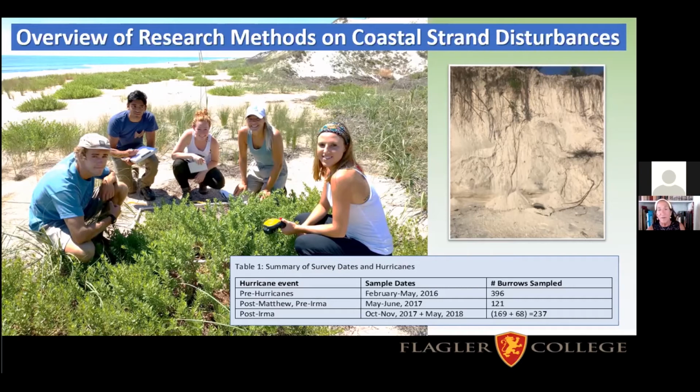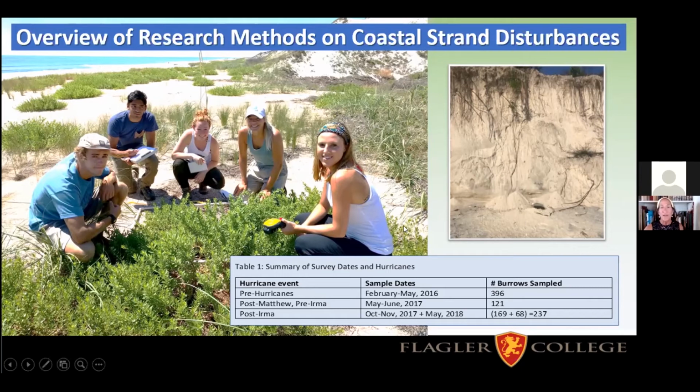What I want to point out is that before the hurricanes, we sampled 396 different burrows of different activity classifications. We measured their size, we documented their activity. And we also, if you see in the photograph, that yellow thing that Sabrina is holding is a GPS unit where we were able to map each of these burrows, and you'll see a map of that later on.